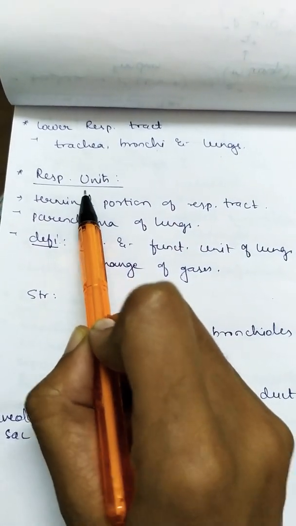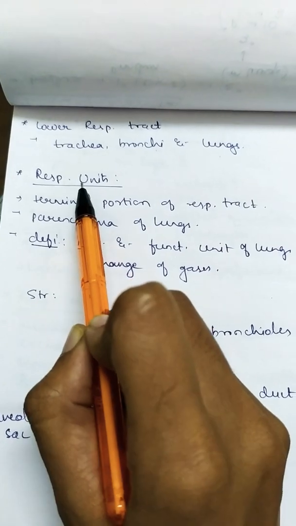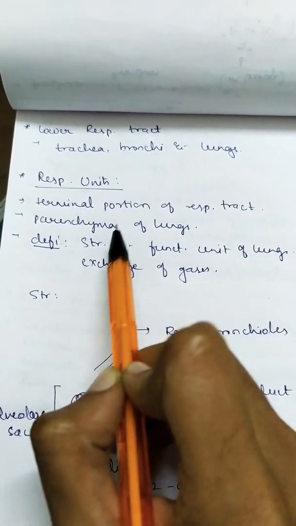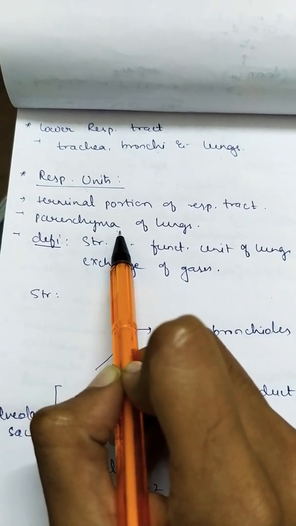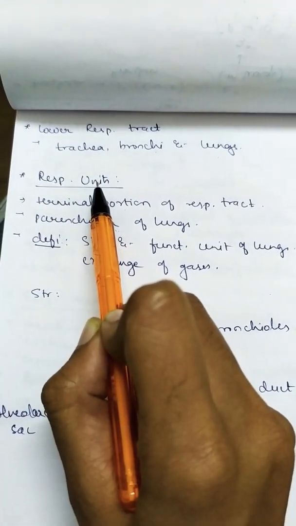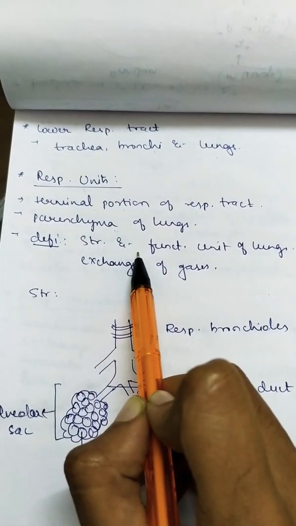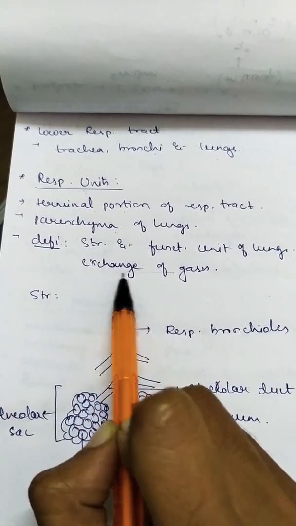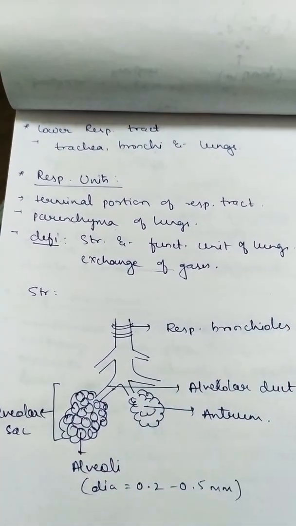Coming to the respiratory units. The respiratory unit is the terminal portion of the respiratory tract. It is present in the parenchyma of the lungs. The definition of the respiratory unit is that it is the structural and functional unit of the lungs. And this is the place where exchange of gases takes place.